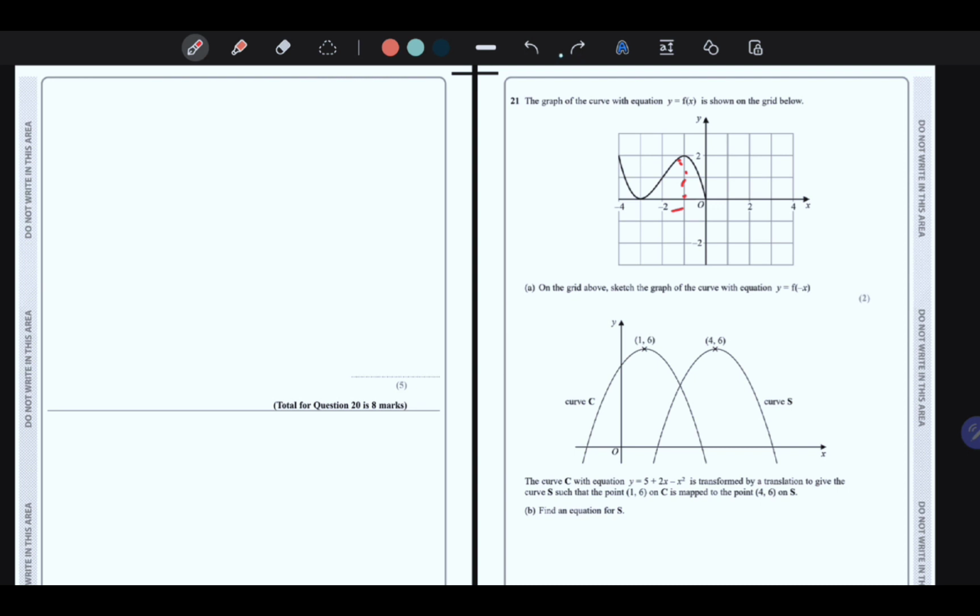Wait, hold on. I'm just going to put all the points first so that it's not confusing. So for this point, we're going to have a mirror image here, another mirror image before 4. So, and the last one here. Okay, so now I'm just going to link the points nicely, and that's it.